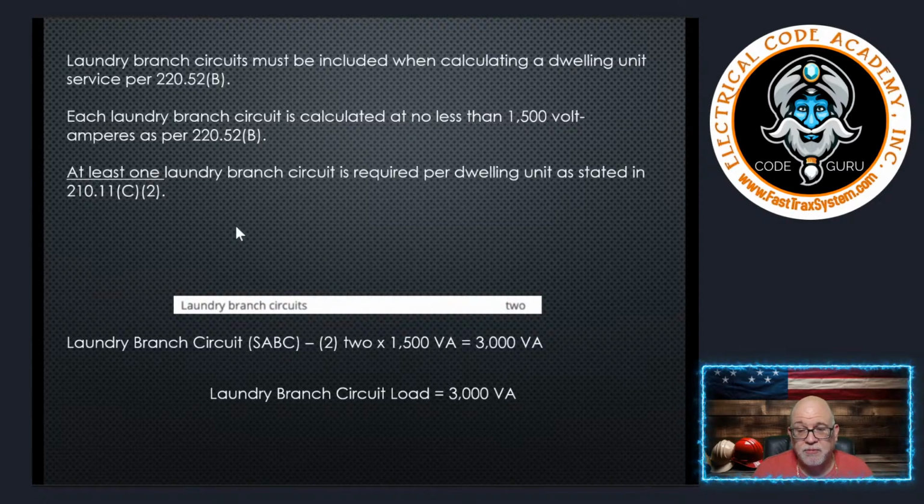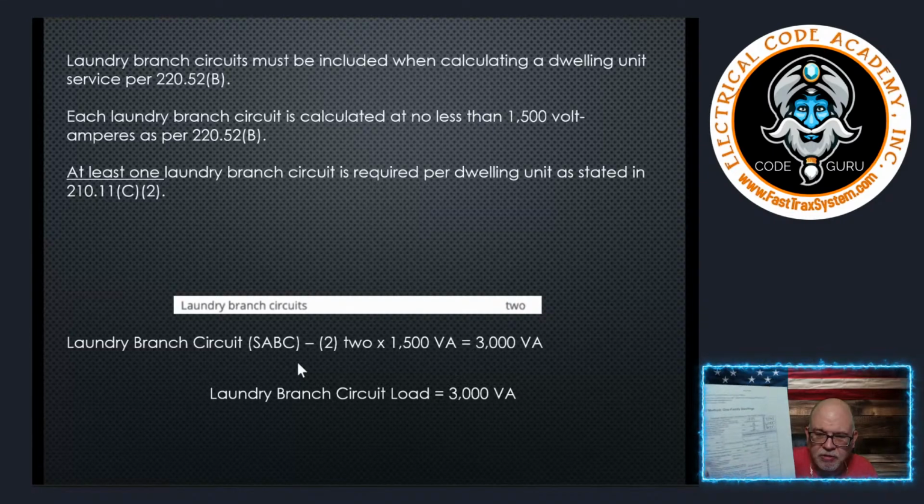220.52(B) told us that it was 1500 VA for each 2-wire laundry circuit. Okay, 2-wire being hot and neutral. And we had 2 of them, so pretty straightforward. 2 times 1500 is 3,000, so I'm going to write that down. I've got 2 of them, and then I'm going to put down 3,000. Pretty straightforward on our form.